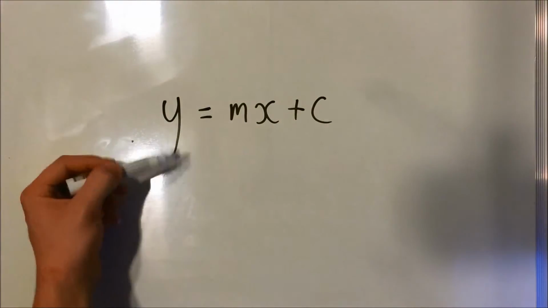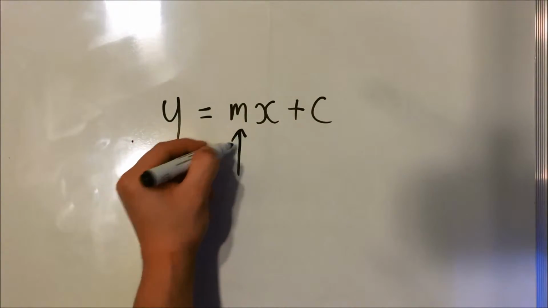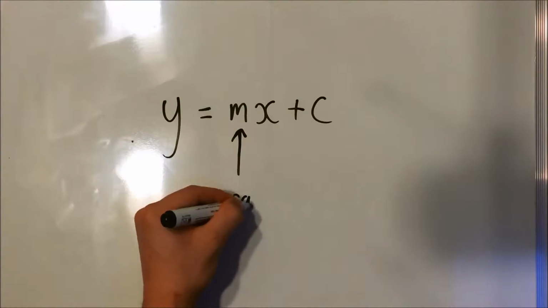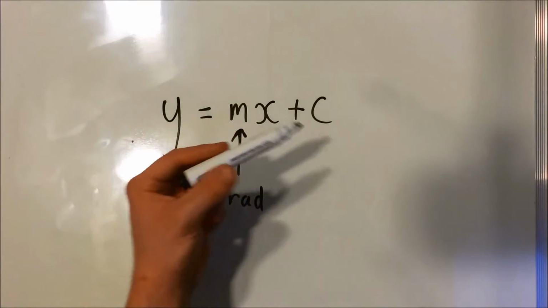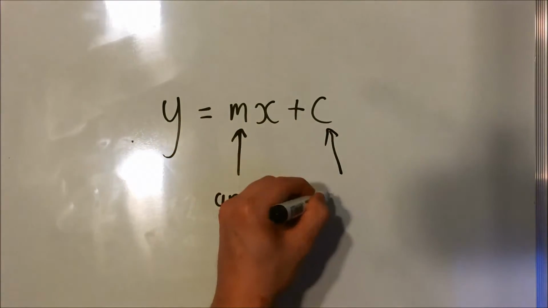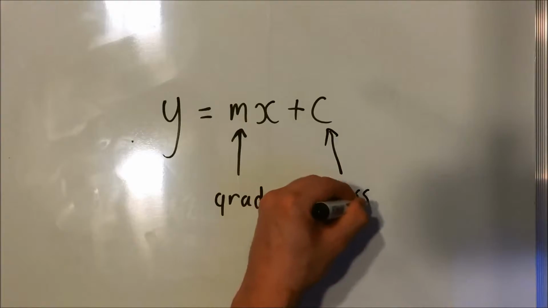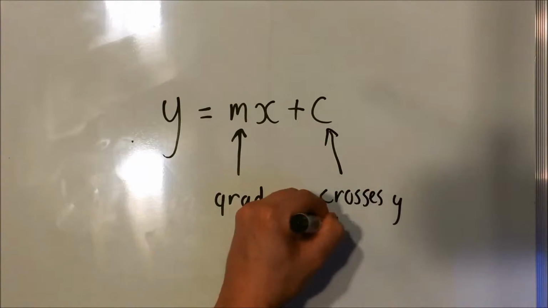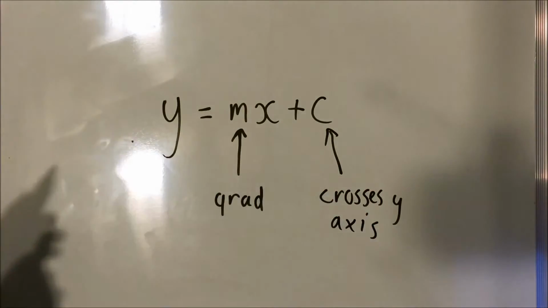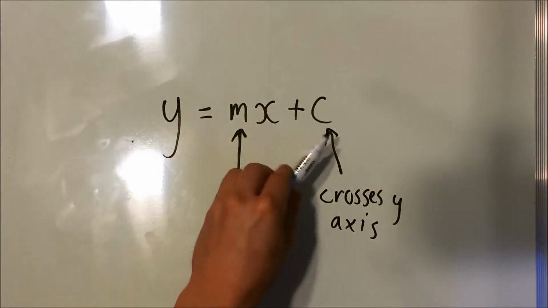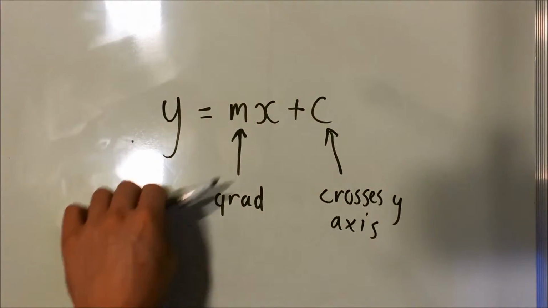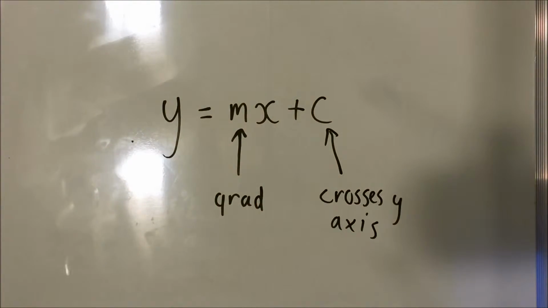Y is just the letter y. M refers to the gradient of the line. X will stay as x, and C is where it crosses the y-axis. So y equals mx plus c. M is your gradient, c is where it crosses the y-axis. You need to know that. I'll explain this in the graph.